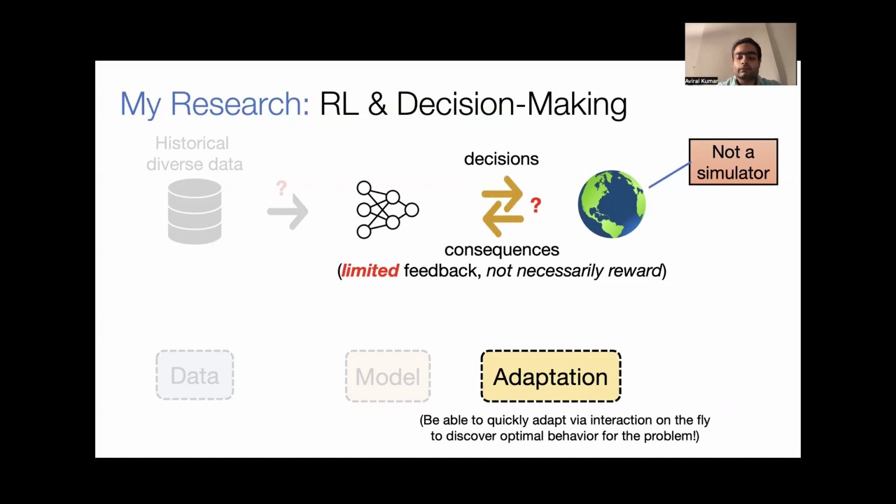So the questions of data, model, and adaptation are sort of the three axes along which you can group a lot of the research that we do in this lab. So let me give you some examples of some of this research.